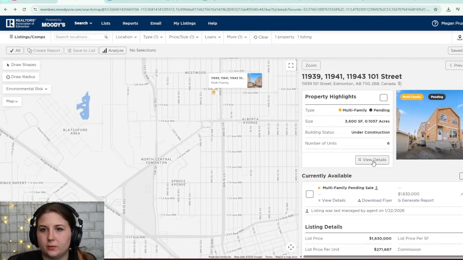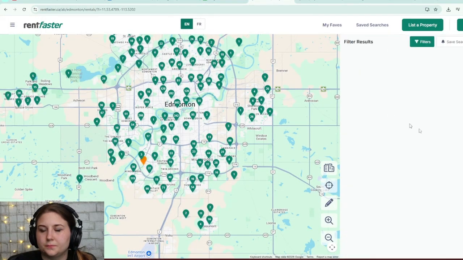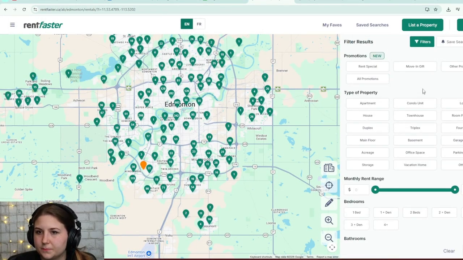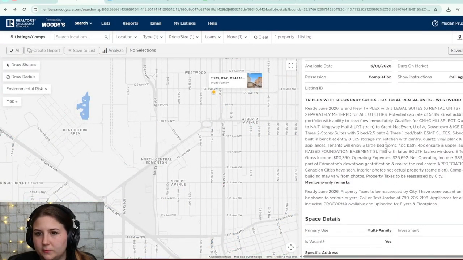So we're going to take the postal code and I'm going to filter this. So I'm going to be looking for main floors that have... How many beds are upstairs? It should be 3.